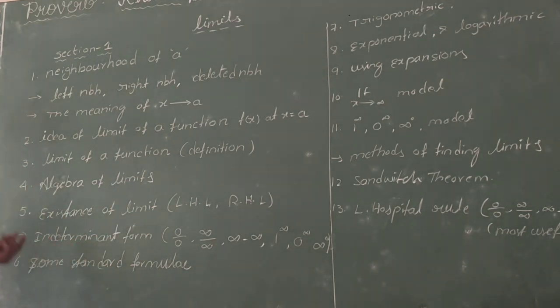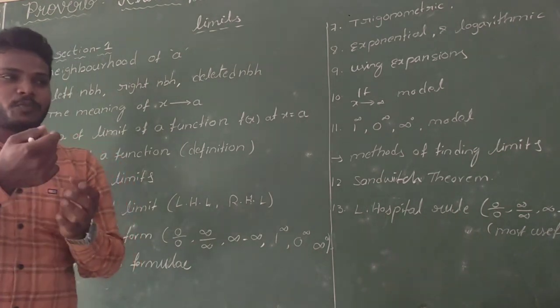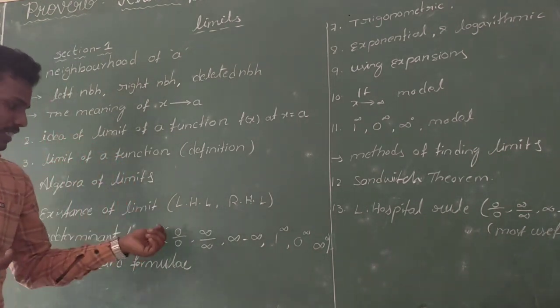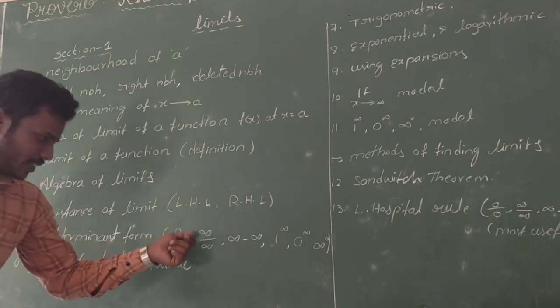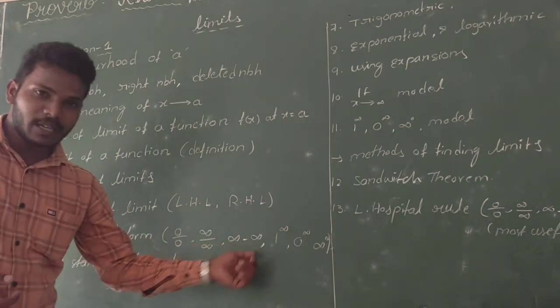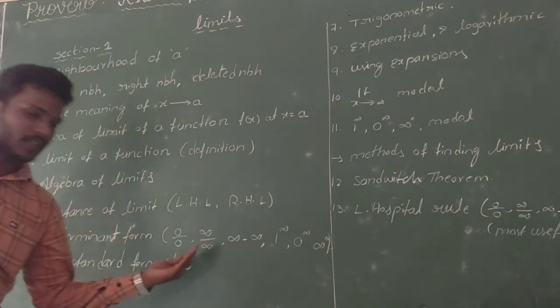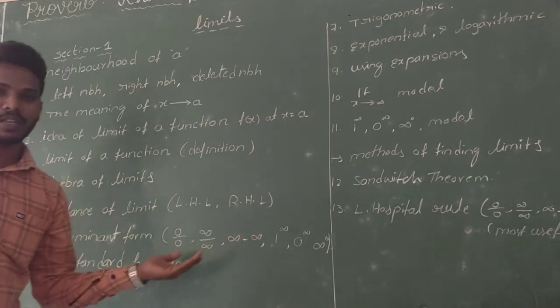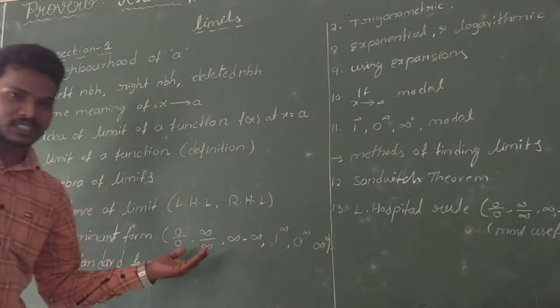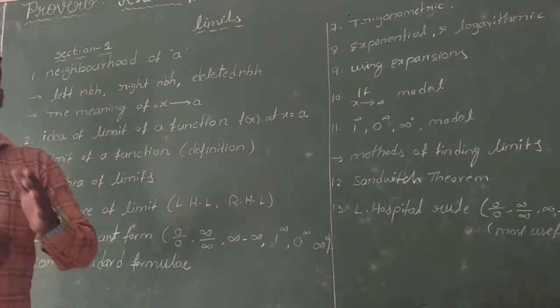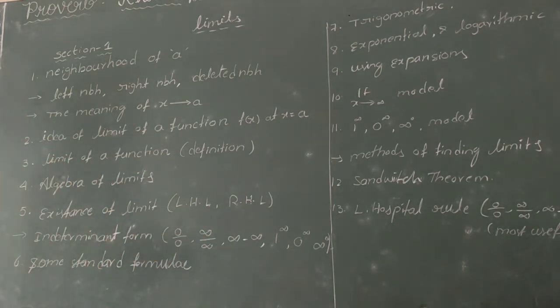Next, indeterminate forms. What is the limit and how to find the limit? After this, indeterminate forms. Indeterminate forms means if you substitute the value directly, you get an answer like 0 by 0, infinity by infinity, infinity minus infinity, 1 power infinity, 0 power infinity, or infinity power 0. These are the 6 forms. If you get any one of these, then we can follow alternate methods by applying the standard formulas.